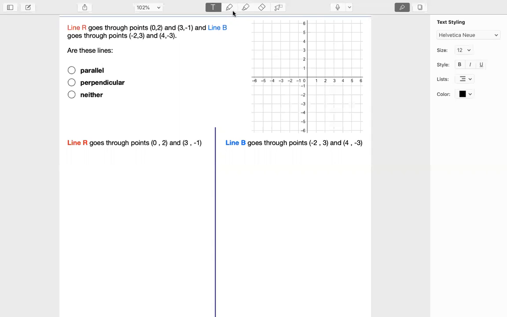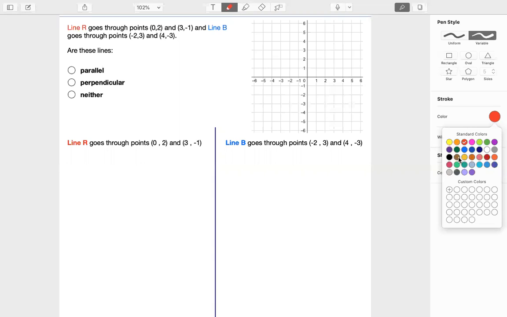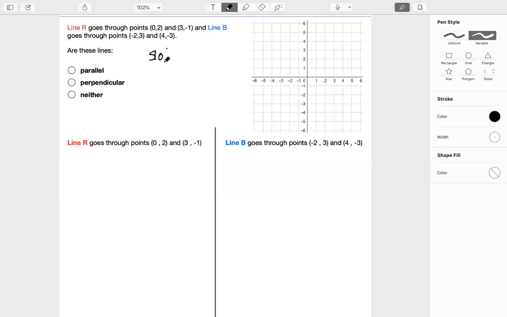What I'd like to do first is use the slope formula to determine the slope of each line, and then we can relate those slopes to determine if the lines are parallel, perpendicular, or neither in this case. So let's take a look. I know my slope formula to be y2 minus y1 over x2 minus x1. I'm going to now use this formula to find the slope of both lines.